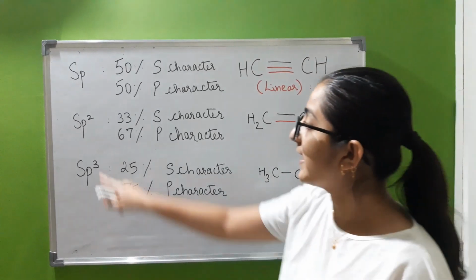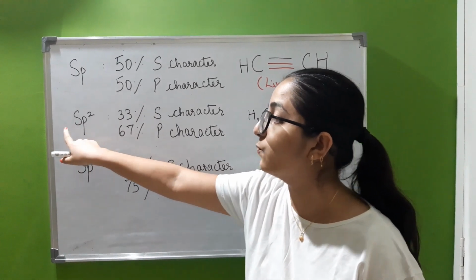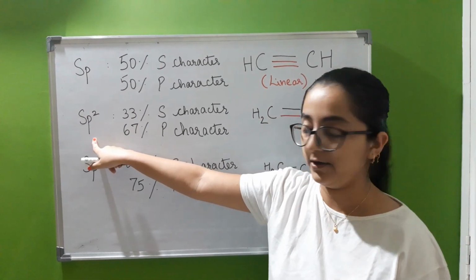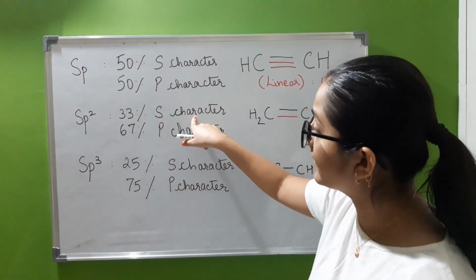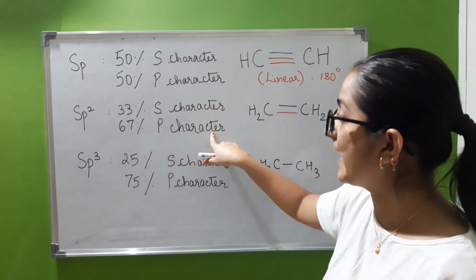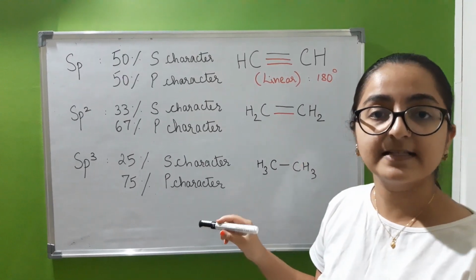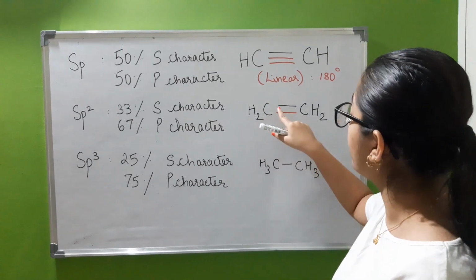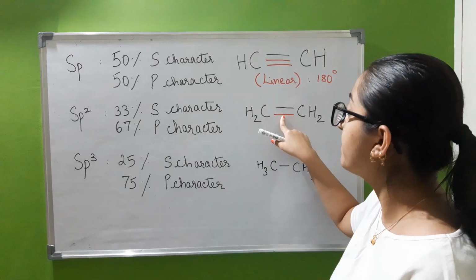Now coming to the sp2 hybridization, here we can see that there is one s orbital and two p orbitals involved in bonding. So there is 33% of s character present in the molecule and 67% of p character. This can be best explained by the example of ethene, where the carbon is bonded to the other carbon atom with the help of one sigma bond and one pi bond.